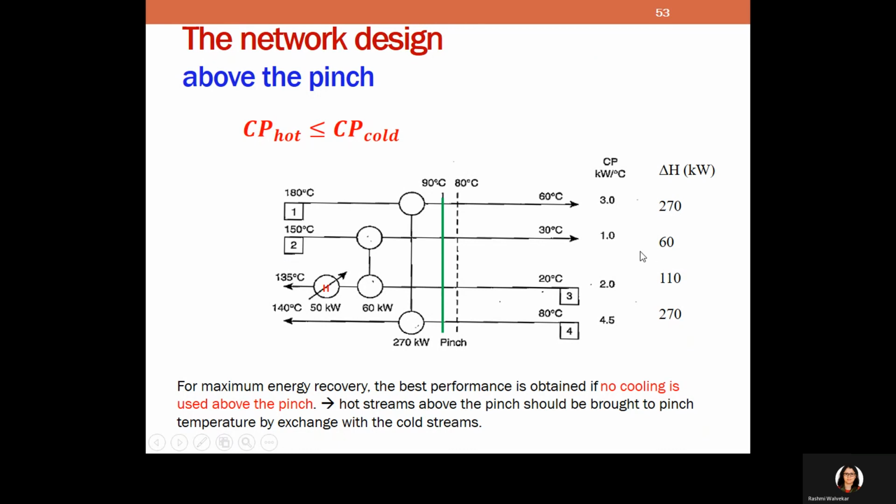Write down the enthalpies. These enthalpies are not from your table. You have to calculate them separately for above the pinch. Above the pinch, we are first cooling from 180 degrees Celsius until the pinch point, that is our 90 degrees Celsius, for the hot stream. 180 minus 90 is 90. 90 times 3 is 270. Similarly here, 150 minus 90 multiplied by 1 is 60.